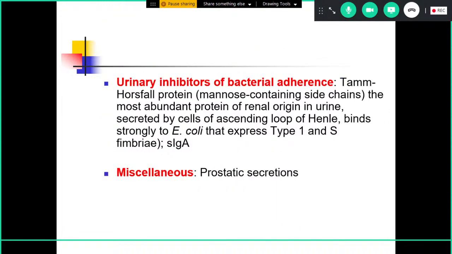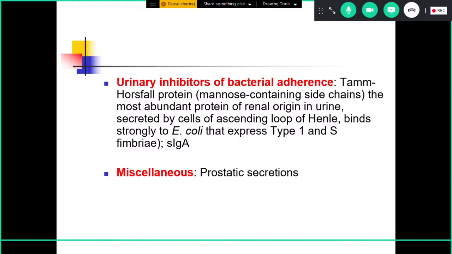Then there are other factors, one of which I already told you, the Tamm-Horsfall protein. This is the most abundant protein of renal origin in urine, and it binds strongly to E. coli that express type 1 and type S fimbriae. So when the E. coli binds to these, then certainly it doesn't bind to the uroepithelial cells. So these are all protective mechanisms. And also secretory IgA again prevents the E. coli from binding to the uroepithelial cells.